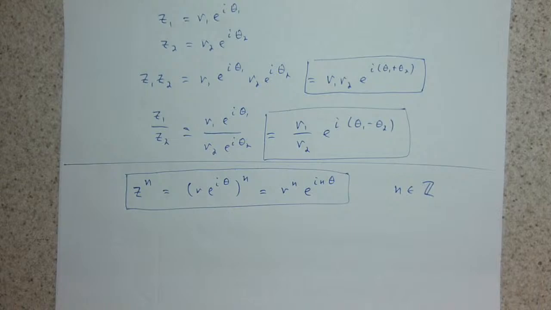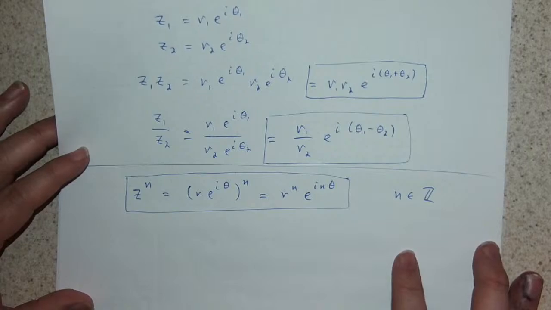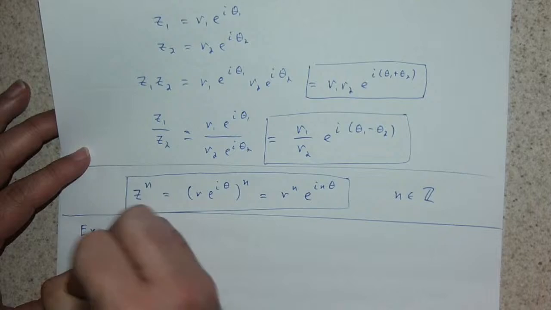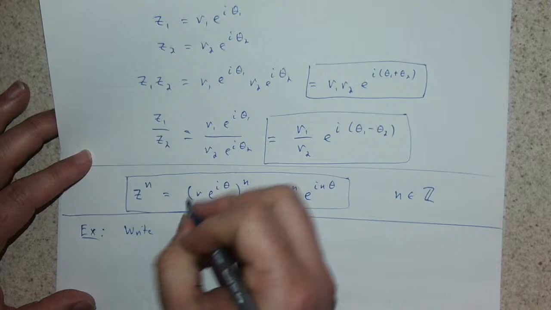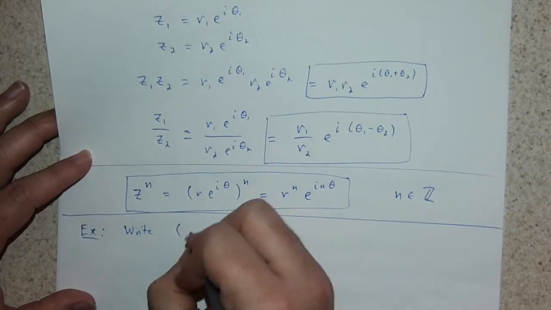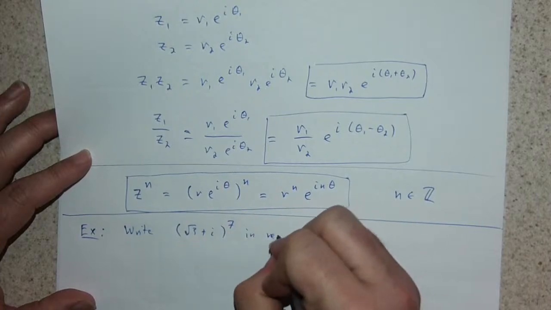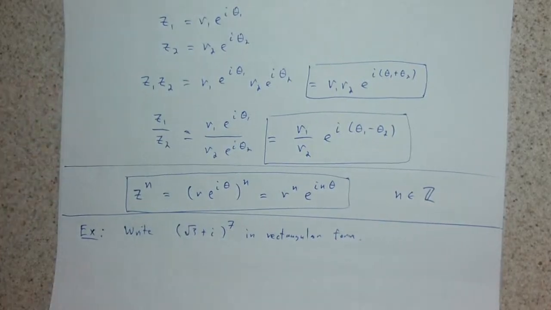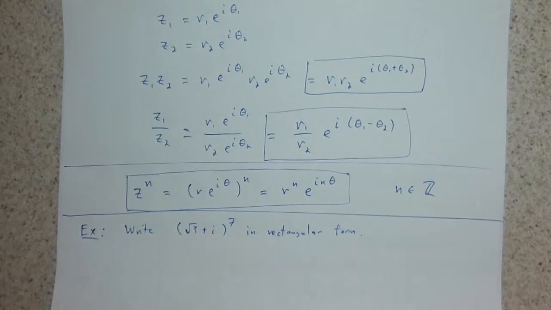Okay, so then how can I use this to my benefit in actually doing some computations here? So let's start out by considering, say, the following question. I want to write the complex number square root of 3 plus I to the 7th in rectangular form. So how do I do that?